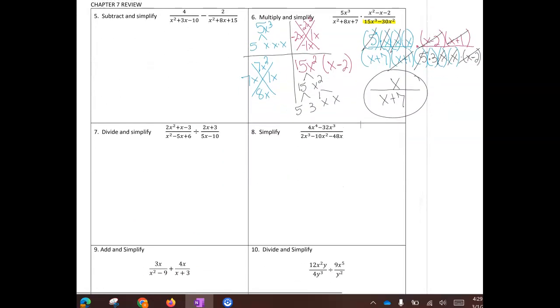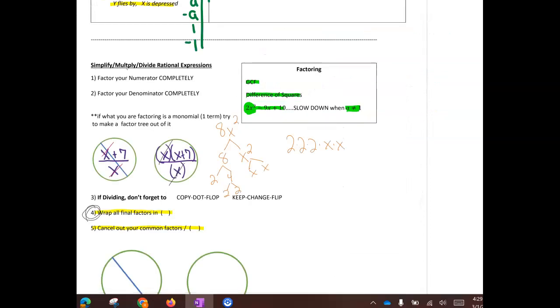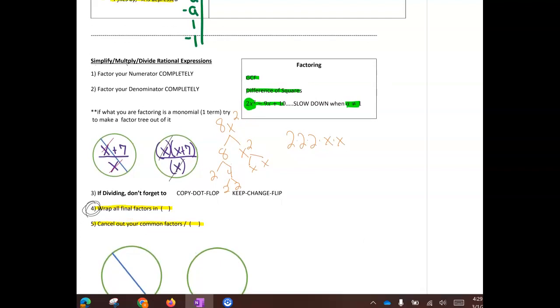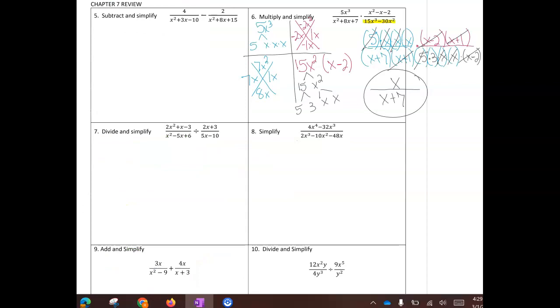So I have a division. Going back to my takeaway page, I do need to remember, if you're dividing, don't forget to copy dot flop, keep change flip, whatever works for you. So I'm going to go ahead and just factor everything first.